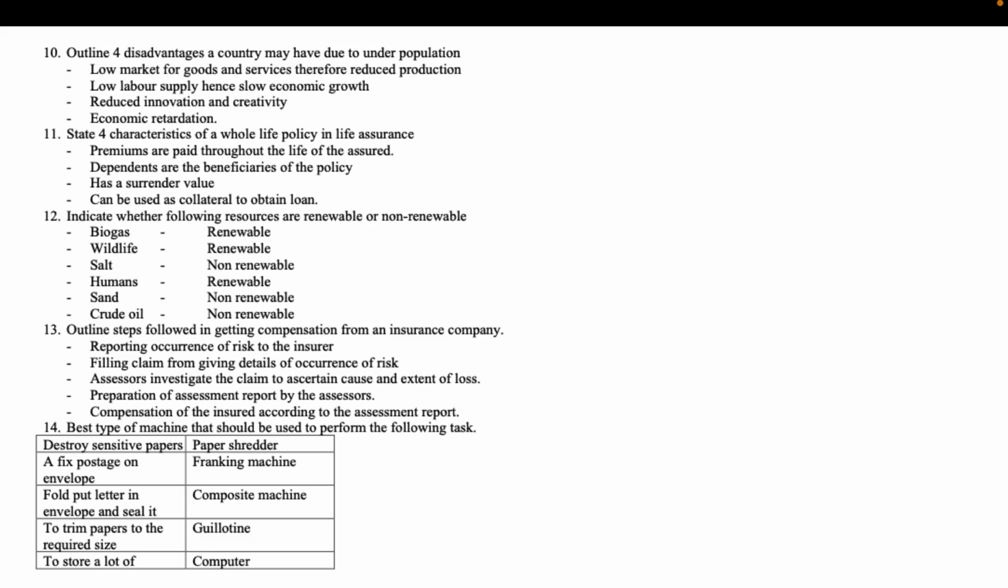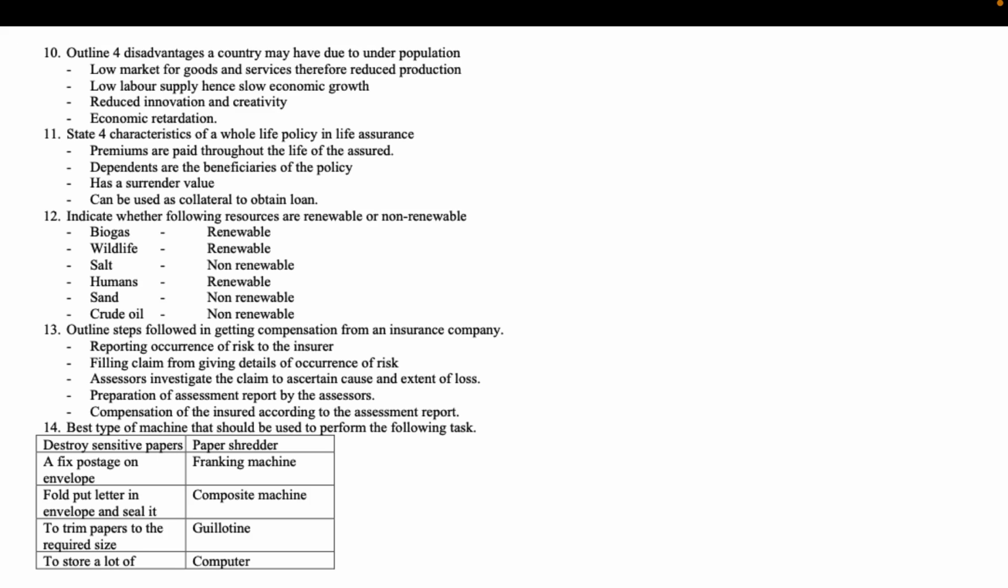Indicate whether following resources are renewable or non-renewable. Biogas, renewable. Wildlife, renewable. Salt, non-renewable. Humans, renewable. Sand, non-renewable. Crude oil, non-renewable.